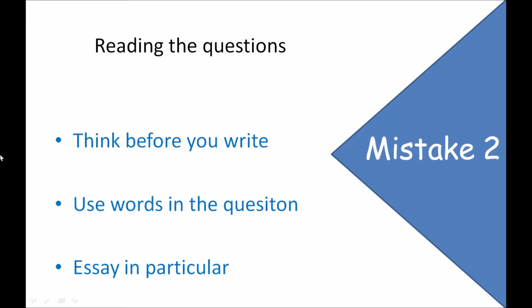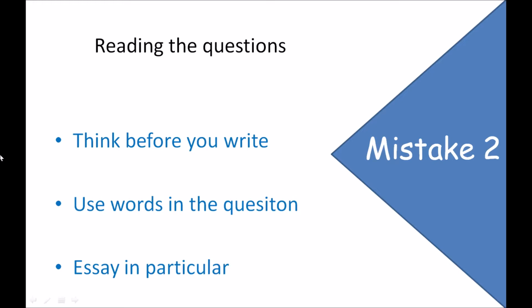Mistake number 2 is reading the questions and misinterpreting the information. This happens really regularly. So you need to think before you write. If you see something you recognize, a lot of students get excited and they just begin writing because they think, oh, I've seen this question before. A good way to get around this is to use the words in the question as you're answering the question, okay? This is in particular useful for the essays. You want to go back and use those keywords again and again.